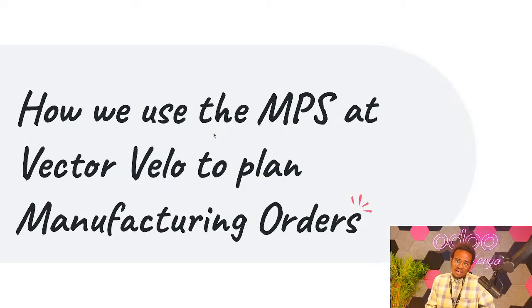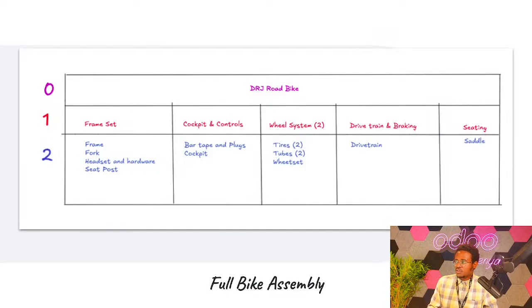So here at Vector Velo, we use Odoo's master production schedule to fulfill our manufacturing orders, just like we did with our purchase orders. When it comes to manufacturing, it gets a little complex, and the master production schedule gets longer because there are 3 levels to manufacturing. You have the final bike assembly, which will be our Delta Romeo Juliet bicycle. And then for you to make the final assembly, you will need sub-assemblies.